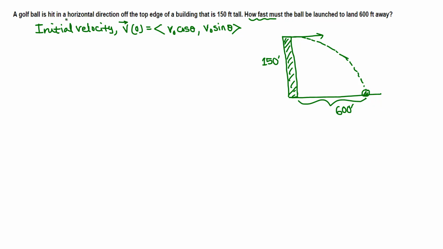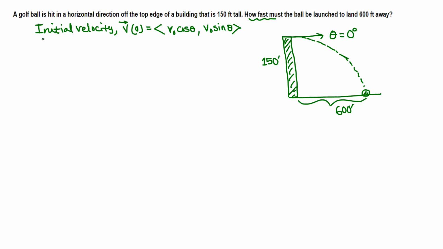A golf ball is hit in a horizontal direction off the top edge of a building that's 100 feet tall, like this. Horizontal means the angle of elevation theta is just 0 degrees. How fast must the ball be launched to land 600 feet away? So we need to find the initial speed.